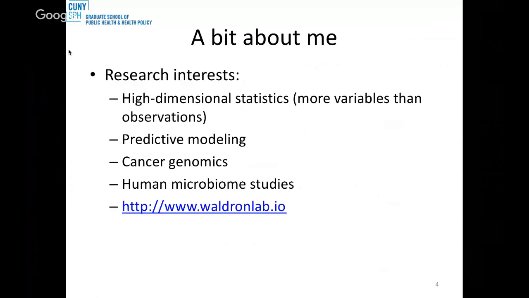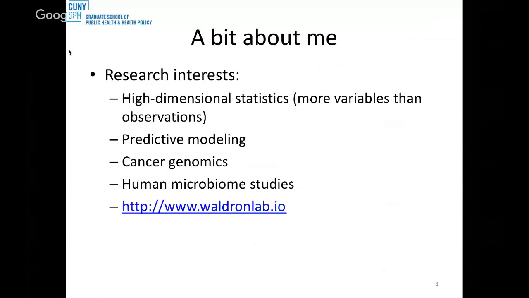And I just wanted to introduce a bit about myself as well, so you know what my background and interests are. My main area of research is in what they call high-dimensional statistics. This is the area of statistics where we have more variables than observations. And this happens commonly in genomics, and cancer genomics is my main area of research. Human microbiome and predictive modeling in those contexts.